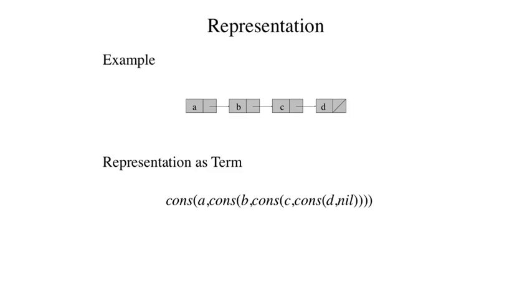First step, as always, is representation. To talk about linked lists, we use the binary function constant cons, and we use the object constant nil to refer to the empty list. With this function constant, we can encode the list A, B, C, D, as shown here: cons of A onto cons of B, onto cons of C, onto cons of D, onto the empty list nil.